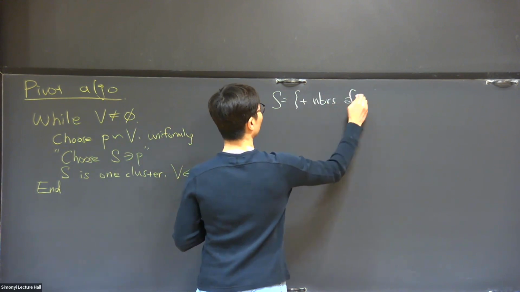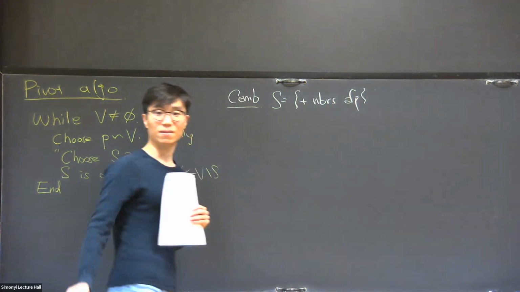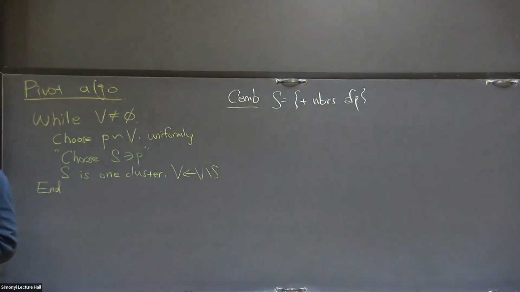You ignore all the edges between whatever remains in V. That's the crazy part. It might be the case that all the plus neighbors of P have all minus edges between them. It might happen, and then it's a really bad cluster. But regardless, we're going to show that this is a three-approximation. That's a very bold strategy, admittedly, though we're going to see.